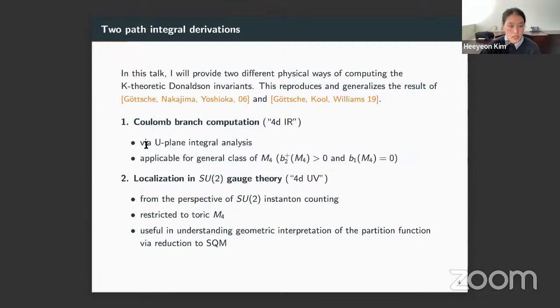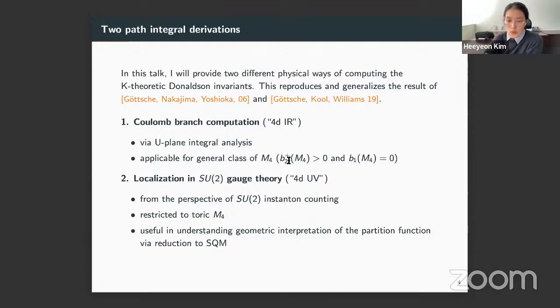The first approach is via the so-called U-plane integral analysis, which can be thought of as the U-plane integral approach of Moore and Witten in the late 90s, which first provided the physical derivation of the original homological version of the Donaldson invariant. The advantage of this approach is that it is really powerful, in the sense that it can be applicable for the general class of four-manifold M4.